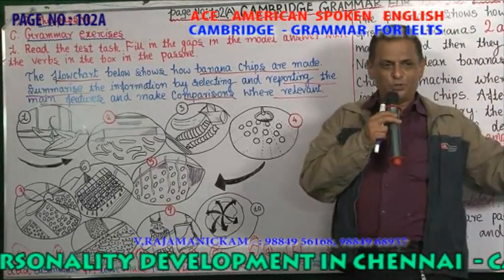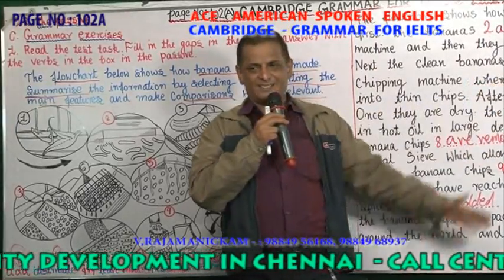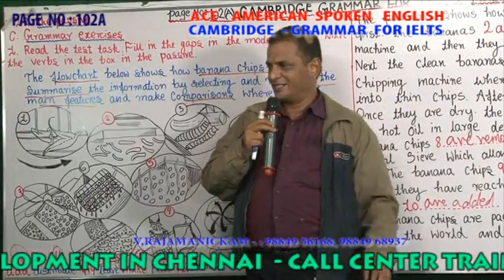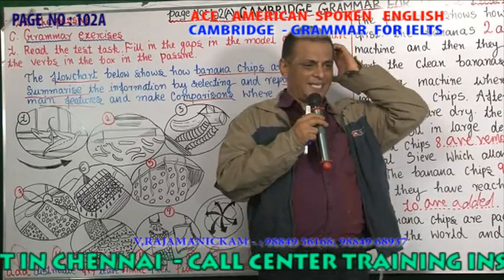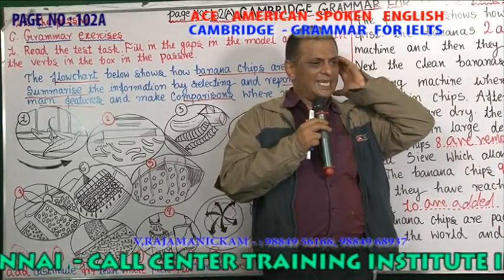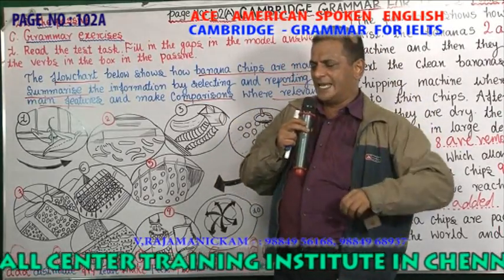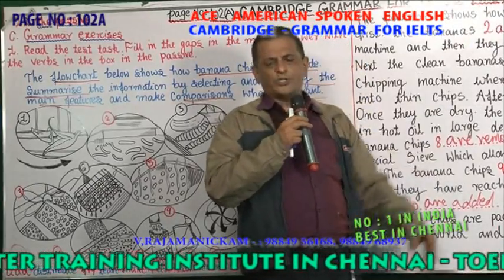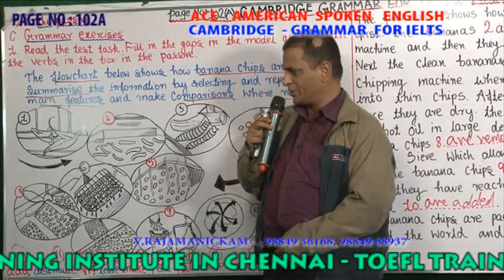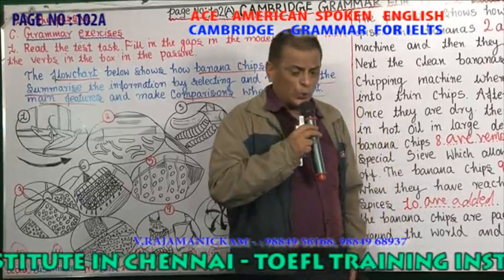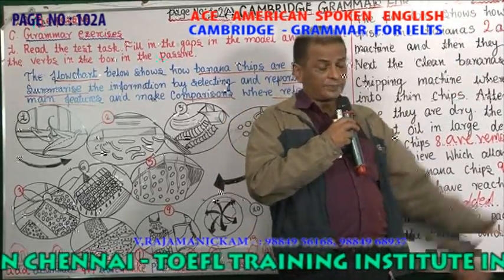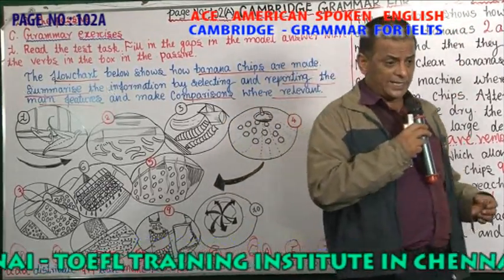Here we are not bothered who is making all these things. It's the company which makes, isn't it? We are not bothered about the company. We want to know only about the action, the methods, the techniques which are made. When you want to know about the process and not about who does the action, then you are using passive. Hope you are able to get it. Are you clear?